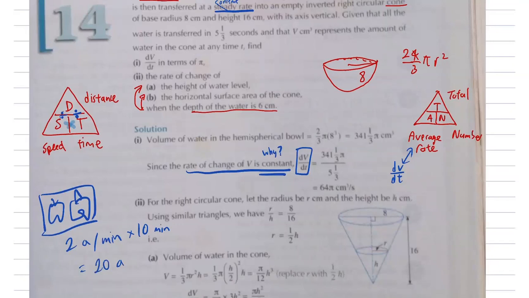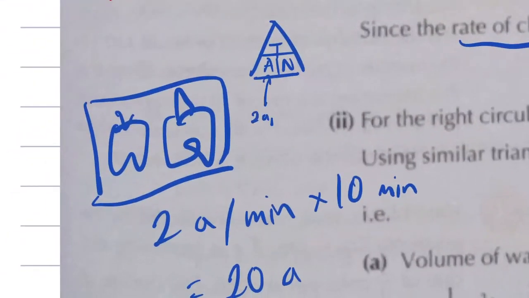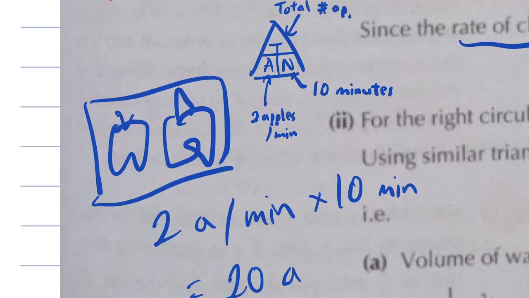Right? So in that case, your T, total, A, average rate, and N. Your average rate will be 2 apples per minute. Then the number here will be 10 minutes, the number of minutes. Then the total here will be the total number of apples. Does it make sense? TAN? Very simple. Okay, good.